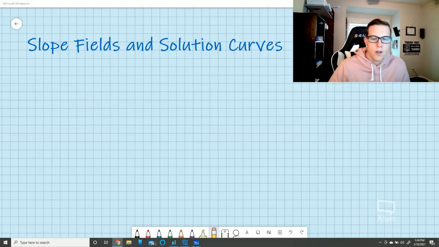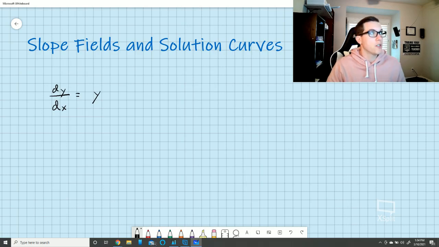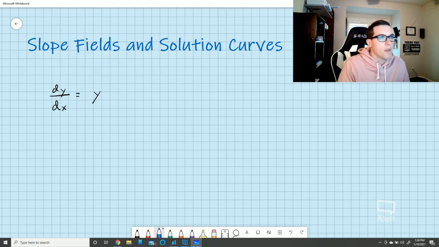Hello, everyone. We are continuing our investigation of these differential equations using something called a slope field and drawing something called a solution curve, and sometimes we'll draw more than one. First, before we do that, let's go back to the discussion I gave you about this differential equation. And I said this is a familiar one, where we've seen it before, but maybe not presented this way.